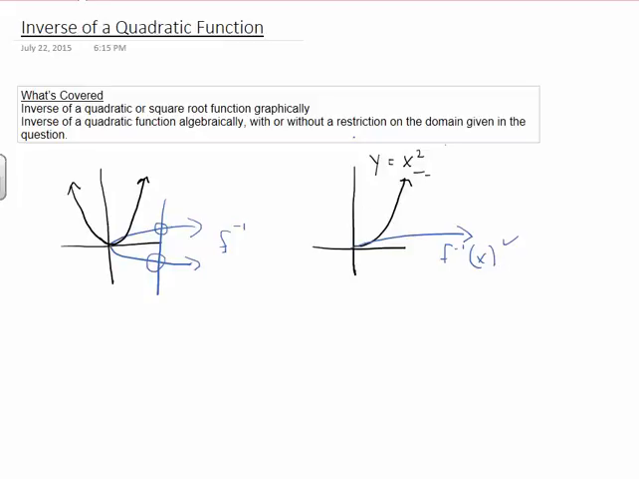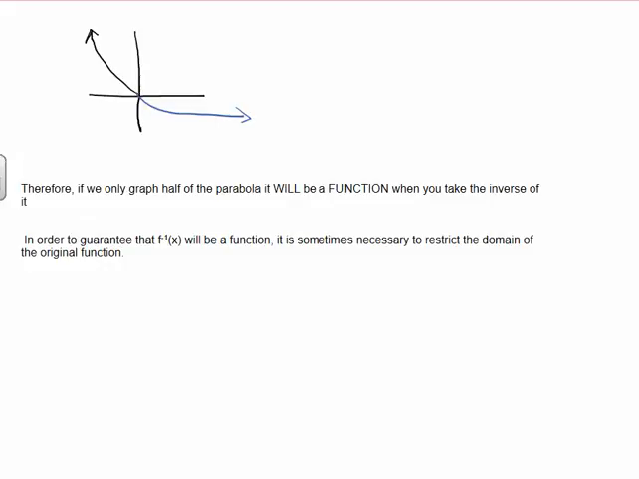This works also for the negative values. If I was only to put negative values into y equals x squared, that would be my parabola there. I would only have half of it, and then therefore my inverse function would be down there, testing positive for a function because the straight line test would only touch the graph once in every spot. So therefore, if we only graph half of the parabola, it will be a function when you take the inverse of it. In order to guarantee that f inverse will be a function, it is sometimes necessary to restrict the domain of the original function.